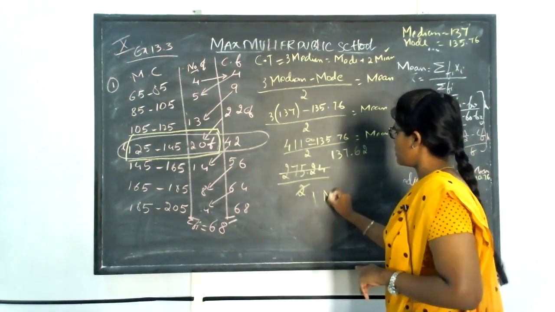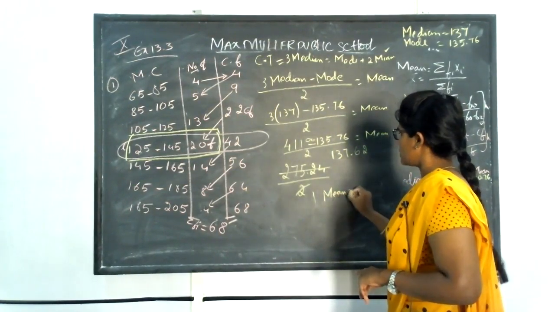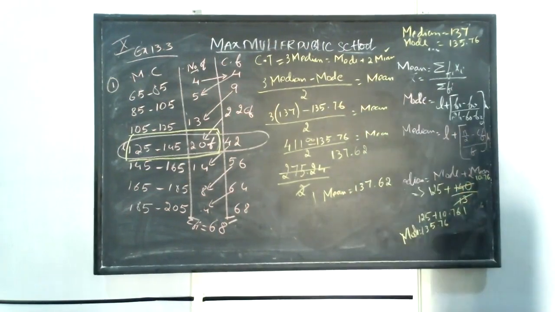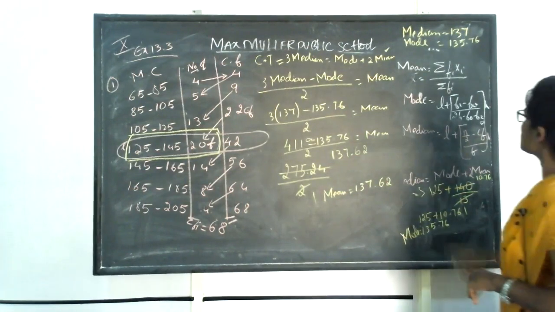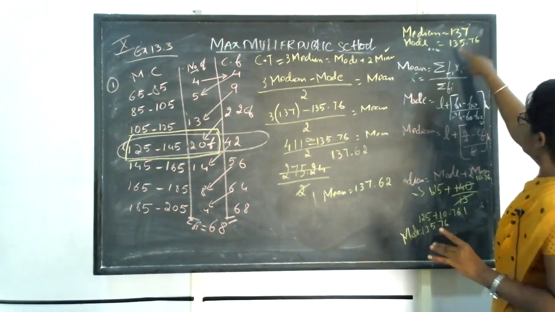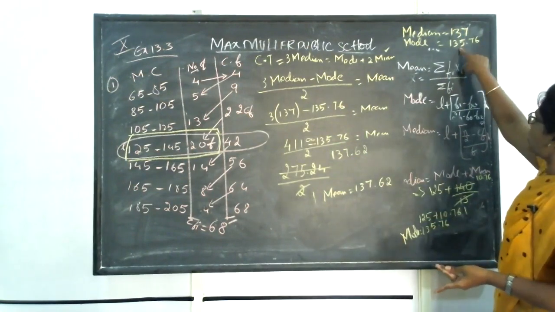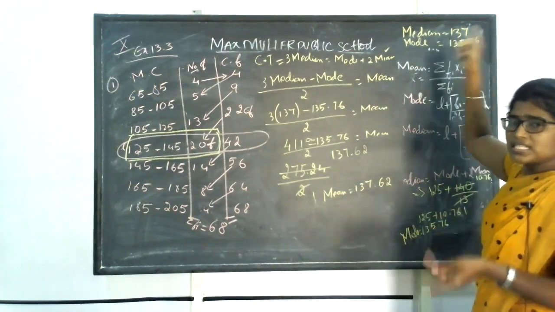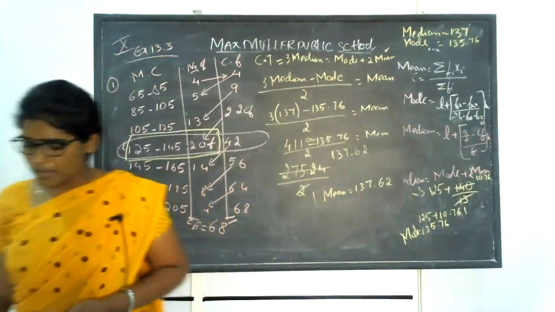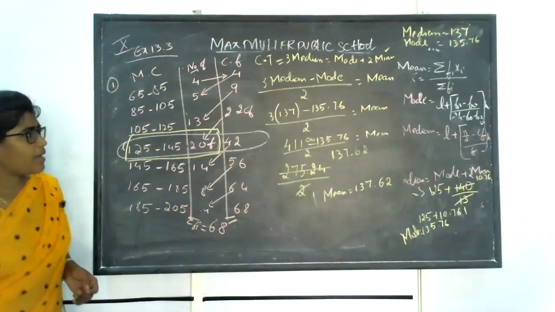So what is the mean value you get? Mean value is equal to 137.62. You will be getting your mean as 137.62. See, approximately everything is same. See, 137, 137, 135. If you round it off, you will get it as 136. So all the things, what all you will find out, mean, mode and median, everything will be same only, children.